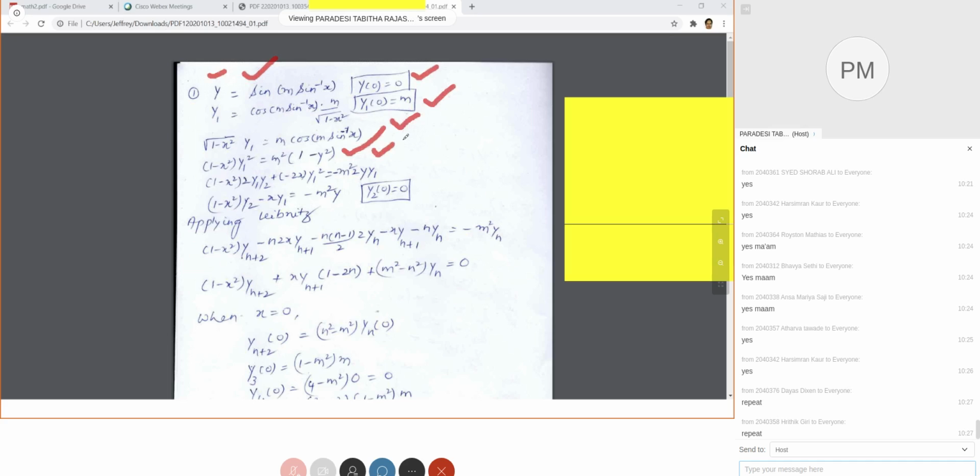If you still have not got it, please mention a repeat. I'm just using a trigonometric identity: cos square is equal to 1 minus sine square. And in place of sine square, I'm using the given question, because the given y is a sine function. Okay, no repeats. I'm assuming you understood. If it is a repeat, 30 seconds, please mention a repeat.